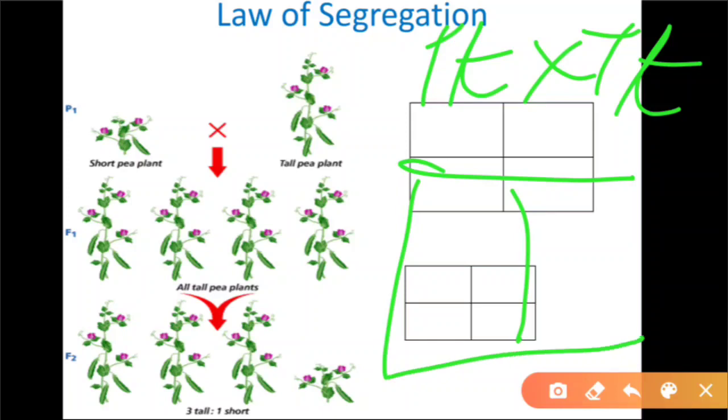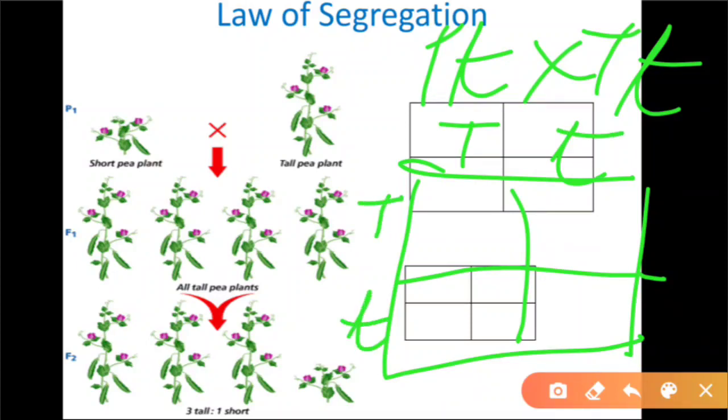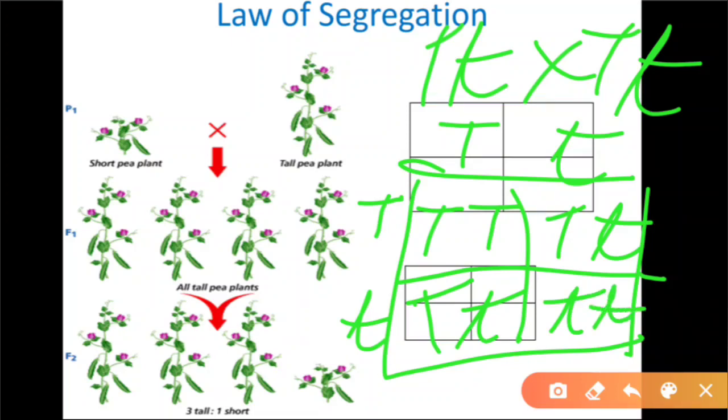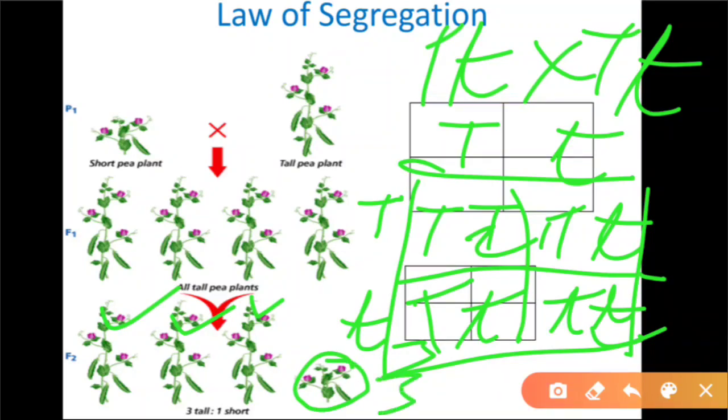We prepare another Punnett square. This is also called a Punnett square. Here is capital T, here is small t, and the cells are filled as capital T capital T, capital T small t, capital T small t, and small t small t, right? So plants number 1, 2, 3 are phenotypically tall, and the fourth plant is dwarf. So phenotypically 3:1, and genotypically 1:2:1.